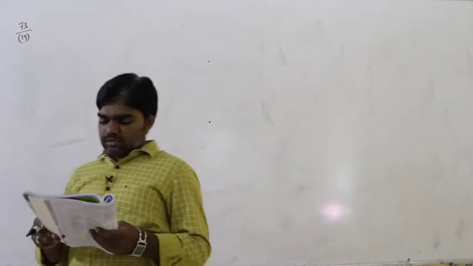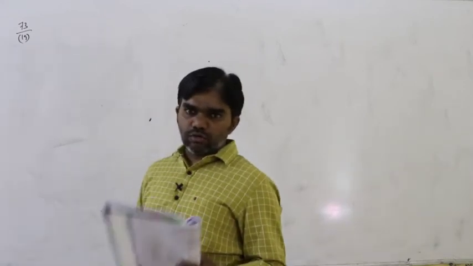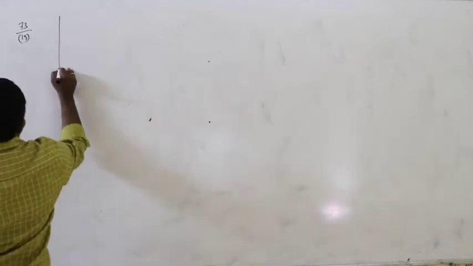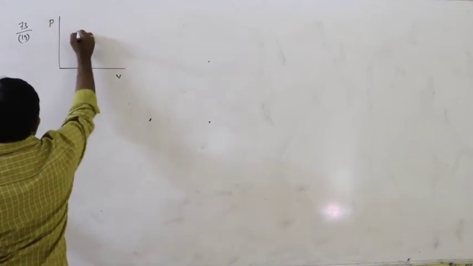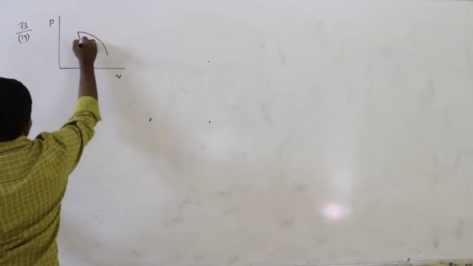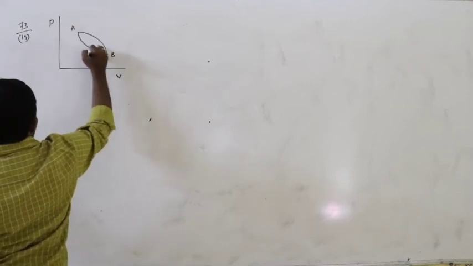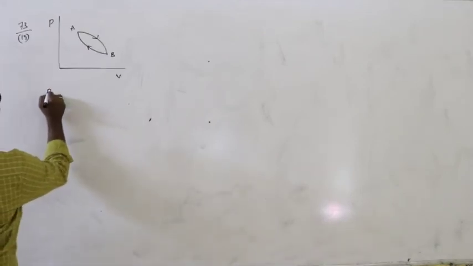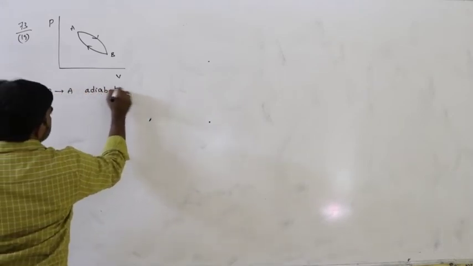So this is a closed process. The change in internal energy of the system remains constant, no doubt about that. See here, according to the given graph, this is the pressure axis and this is the volume axis. This is A and this is B. B to A to B, that is the given graph. First, B to A is given as an adiabatic process.